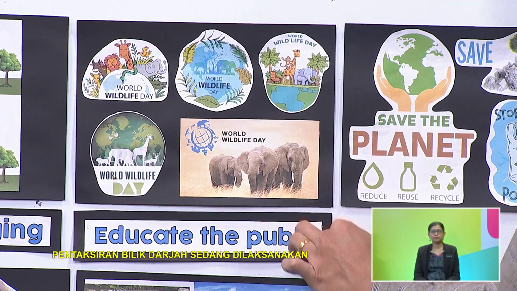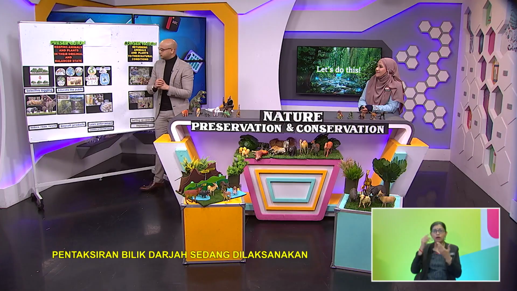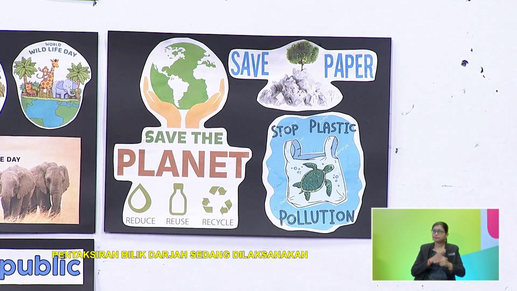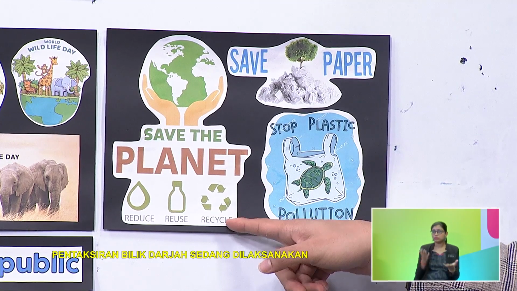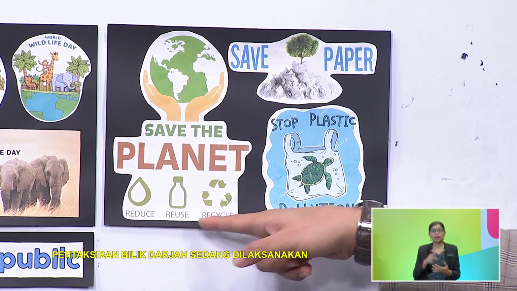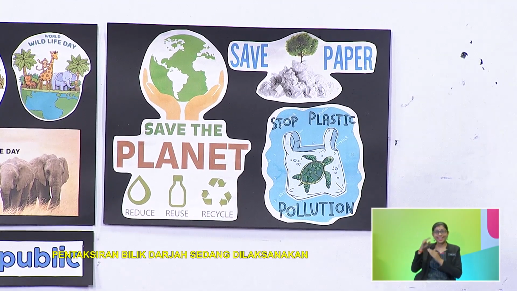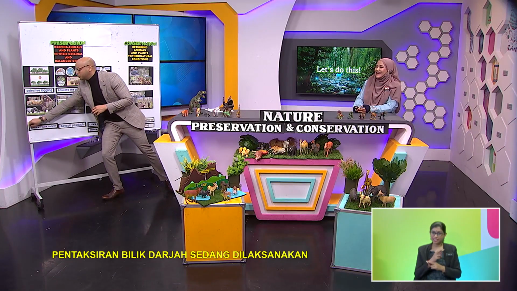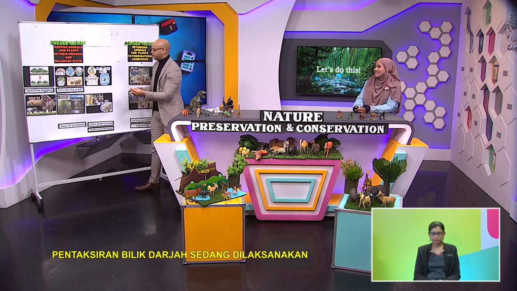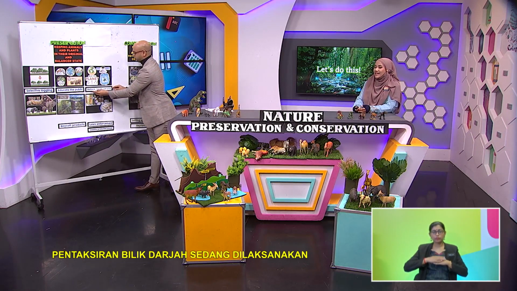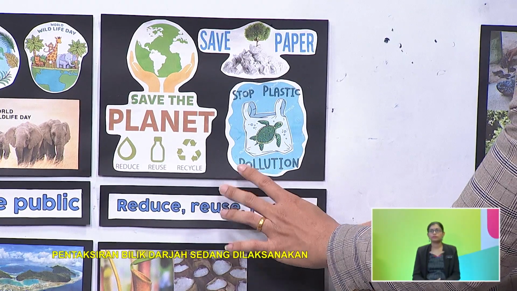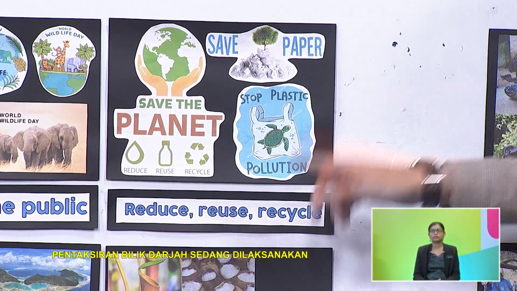The next one we have is save the planet, save paper, stop plastic pollution. I see there's this one over here, reduce, reuse, recycle. So I think that's a really big clue. Yes, that's true as well. When we use less plastics, or we don't use plastics altogether, like recyclable or reusable bags. Think before you print. Yes, correct. Okay. So that's that.